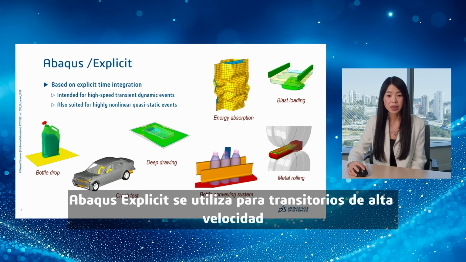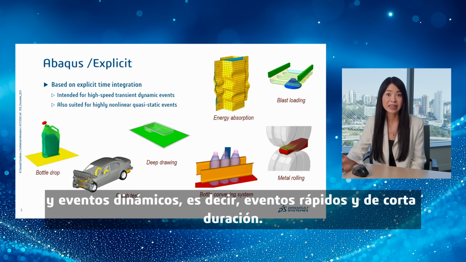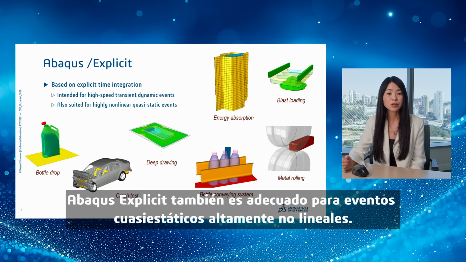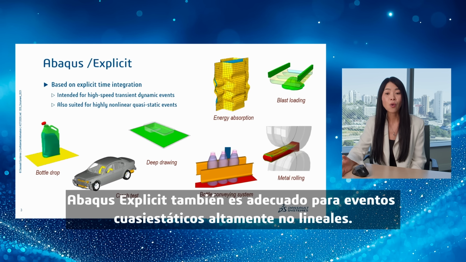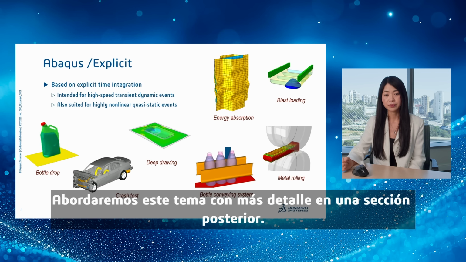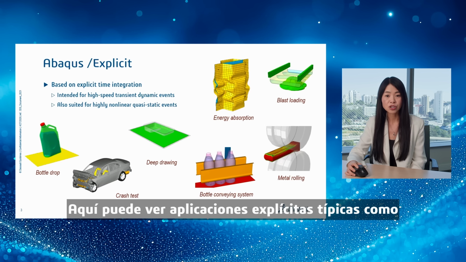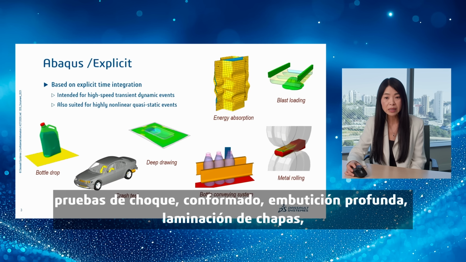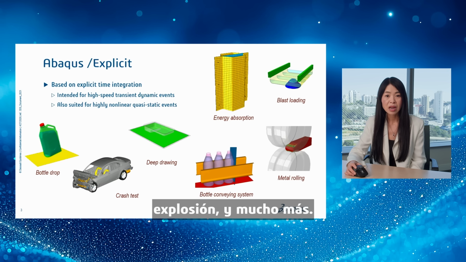Abaqus Explicit is used for high-speed transient dynamic events, so fast and short events. Abaqus Explicit is also suited for highly nonlinear quasi-static events. We'll talk more about this topic in a minute. You can see here typical explicit applications such as crash test, forming, deep drawing, metal rolling, blast, and a lot more.